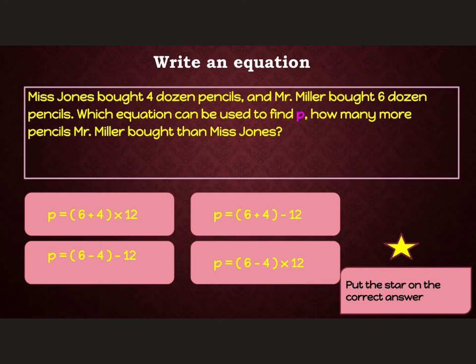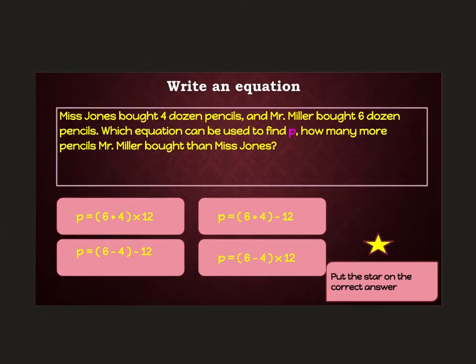When looking at this question, and anything like this, whenever it asks you to write an equation, I like to solve the problem first. The best strategy I find is to solve the word problem, and then you'll have an answer. You'll know what P is. Then you can go through the answer choices and find the one that equals the correct choice. So let's solve this problem first.